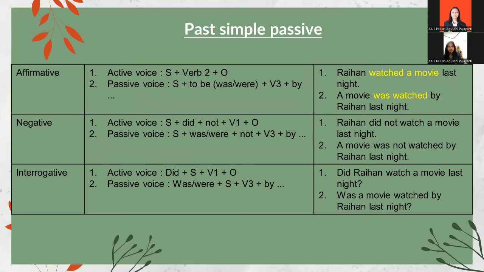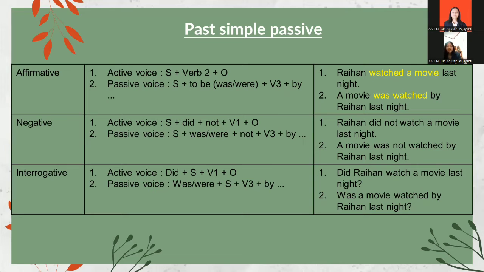And in passive voice, the structure is subject plus to be. This past simple used to be was or were plus verb 3 plus by. And the sentence will be, a movie was watched by Raihan last night. In negative sentence, in active voice, the structure is subject plus did plus not plus verb 1 plus object. And the example, Raihan did not watch a movie last night.